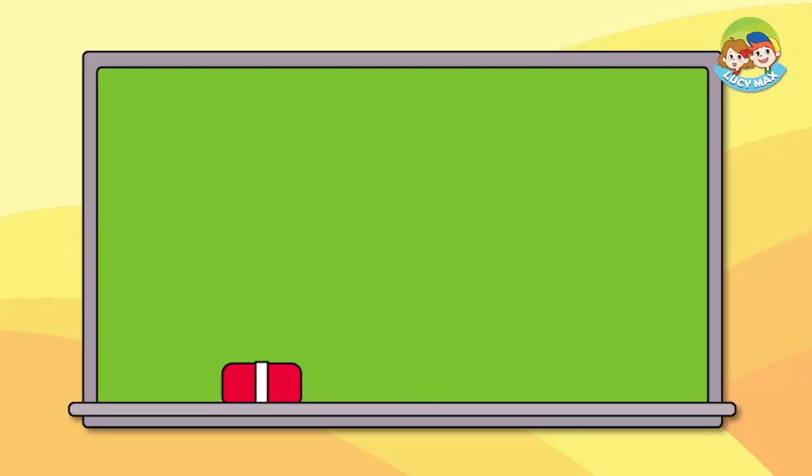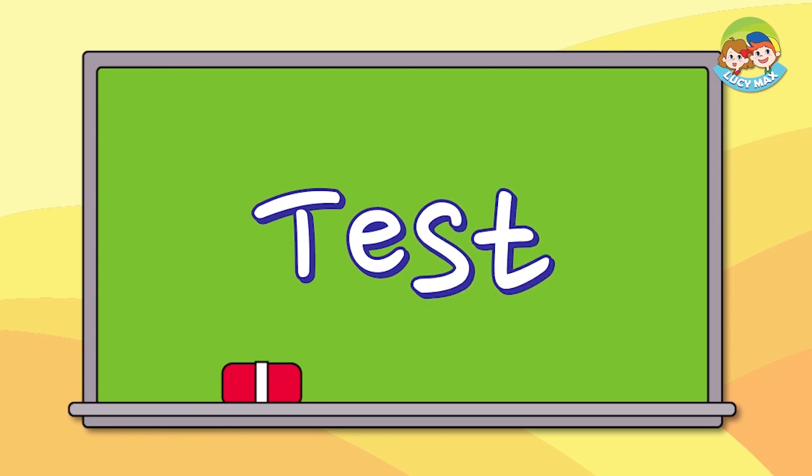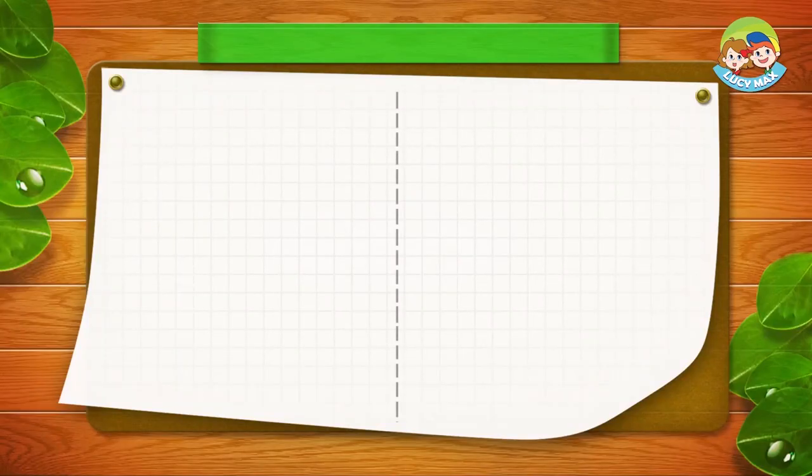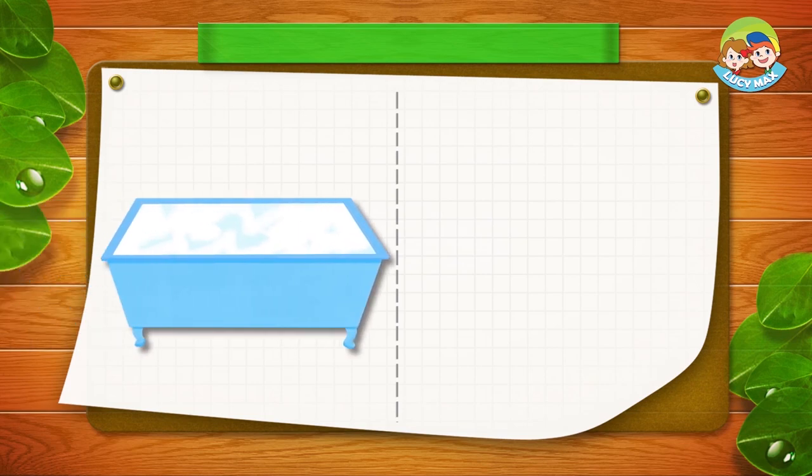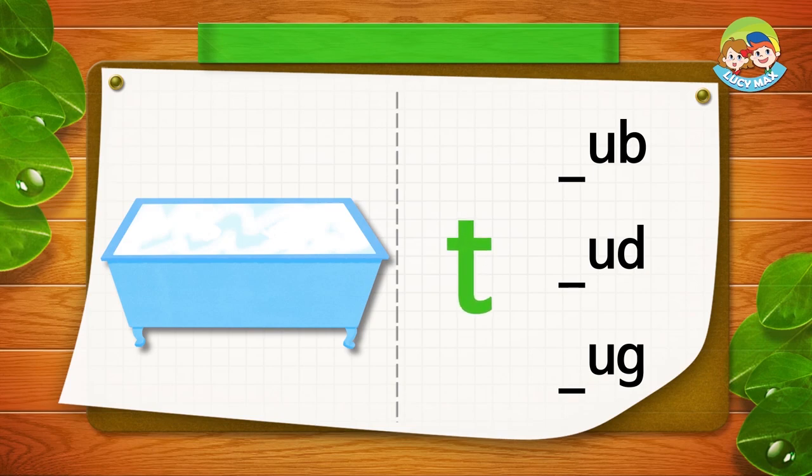You'll see ub, ud, and ug with a picture. Put a letter in the blank before ub or ud or ug. We'll do it together. This is a tub. There is the letter T. Where do we put it? Right. We put T in the blank before ub. Tub.